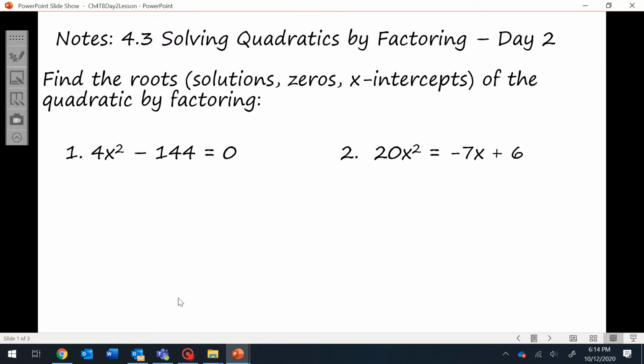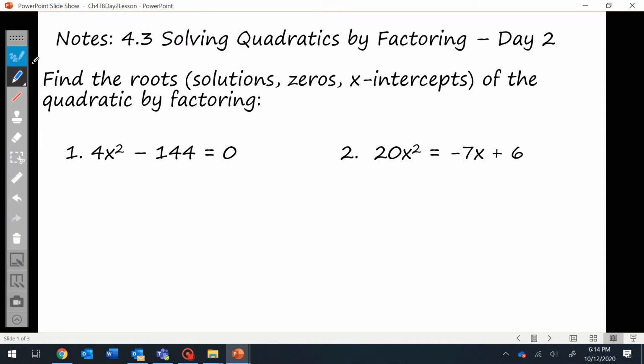Alright, today we're looking at day 2 of solving quadratics by factoring, which was chapter 4, topic 8. Alright, let's look at number 1. 4x squared minus 144 equals 0. Check the GCF, factor that out first.